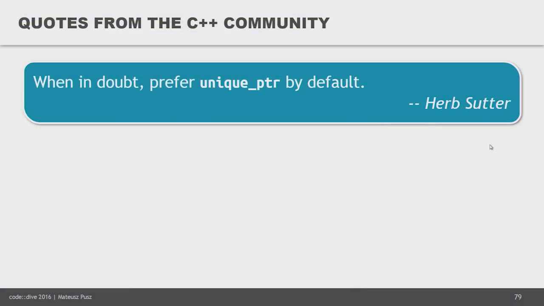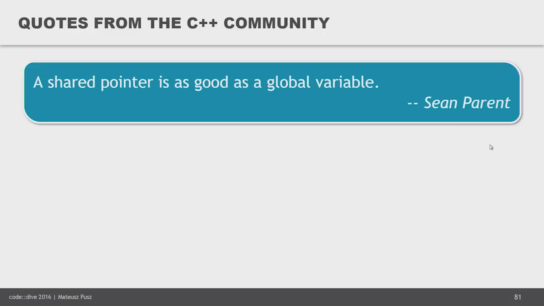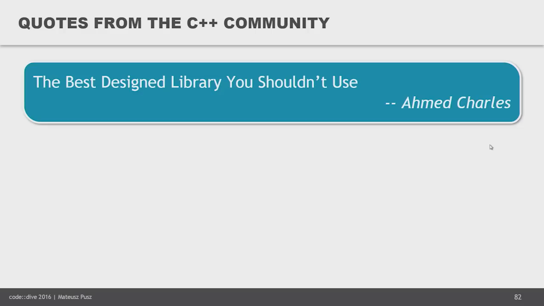So here are some quotes from the community. Herb Sutter said, prefer unique pointer. Sean Middleditch said that shared pointer is best avoided in any bigger production software. Shared pointer is as good as a global variable, by Sean Parent, yes? And I like this quote the best: it's a really cool library. You can learn from it a lot, but you shouldn't use it. With that, I finish.